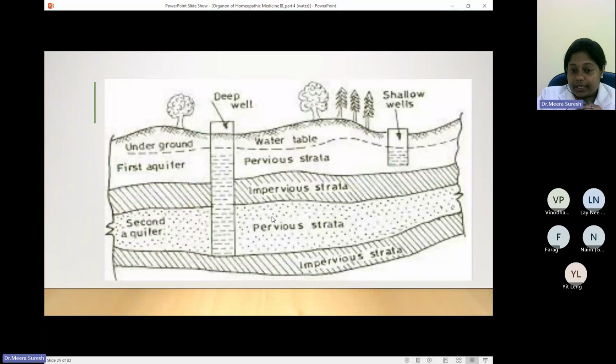And then after that there will again be a pervious strata, and this is called the second aquifer, followed by an impervious strata. So as per the geography, the pervious strata is followed by an impervious strata, then again a pervious strata, so the layers keep alternating. That is how the earth's ground level, the crust, is underneath.